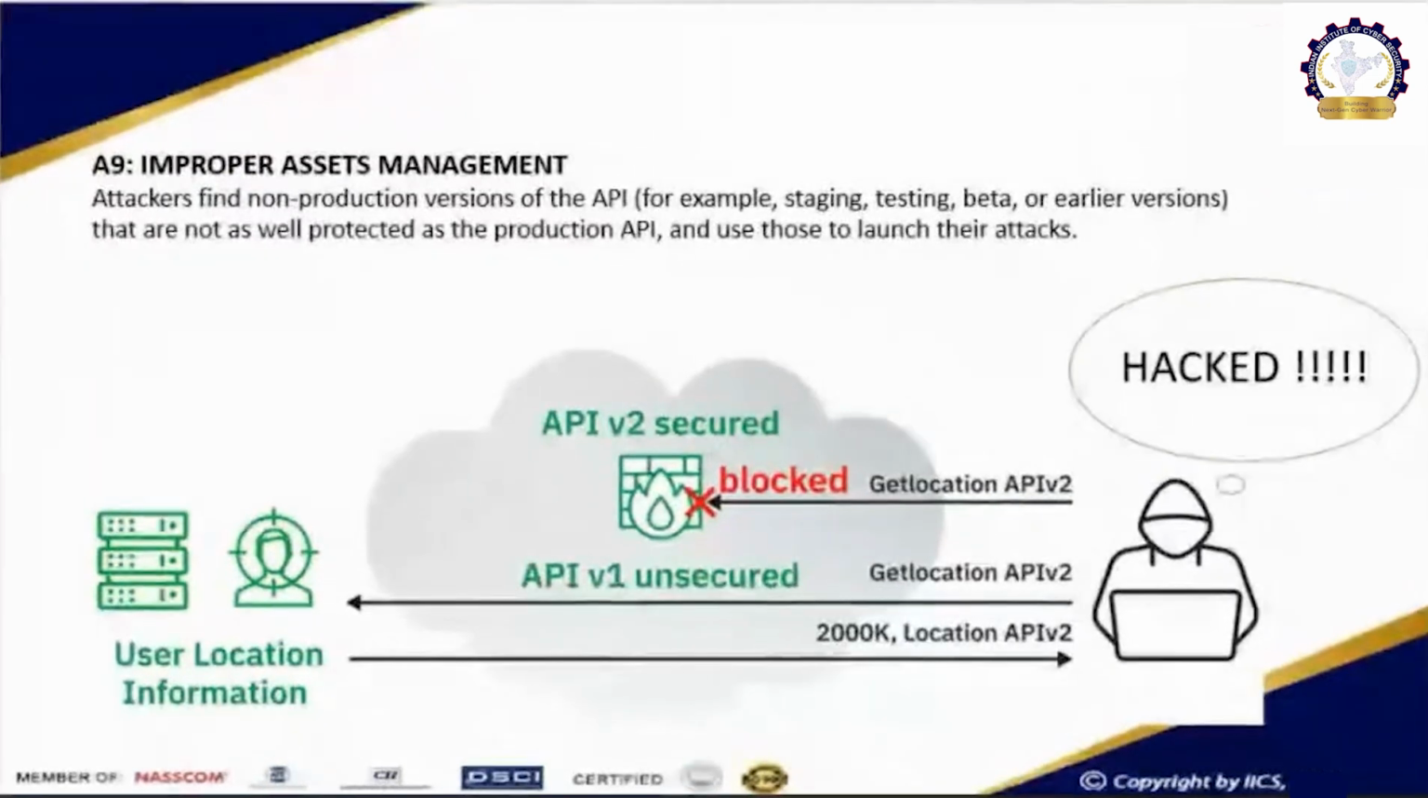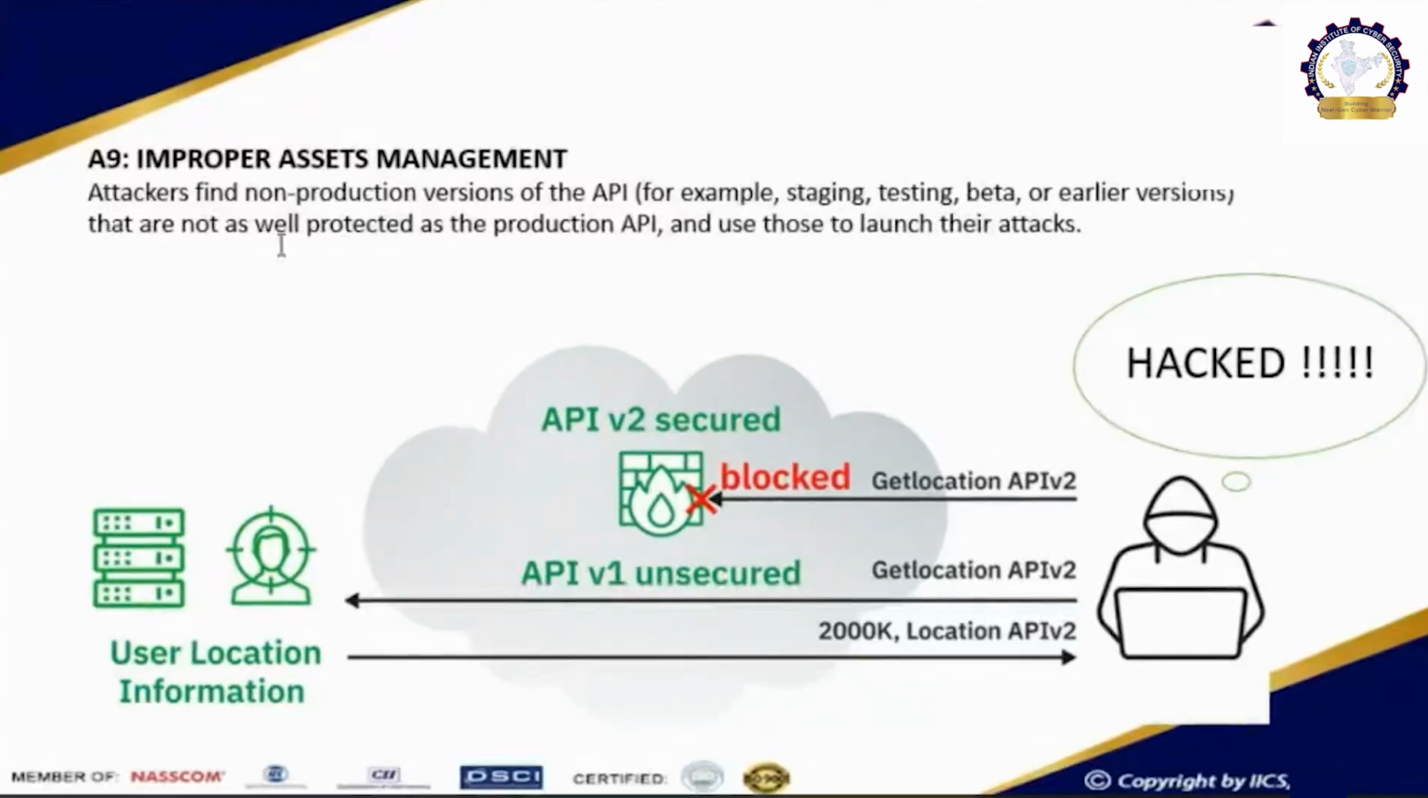Then we proceed to the next thing, which is improper asset management. Here is also an interesting but very easy thing. What we have here is that an attacker finds a non-production version of an API. APIs are being developed every day. If a company is using one API, next month it gets updated and the next version of the API is used. But what happens if the previous versions of the APIs are not terminated and are still in use? We will see what will happen.